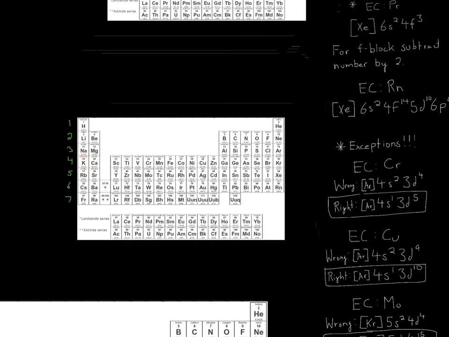And then I work my way down left to right. So it'll be 4s2, and then I count. And as soon as I hit the D block, I remember that I have to subtract by 1. So it'll be 3, and then I count 1, 2, 3, 4, right? But that's actually completely wrong.